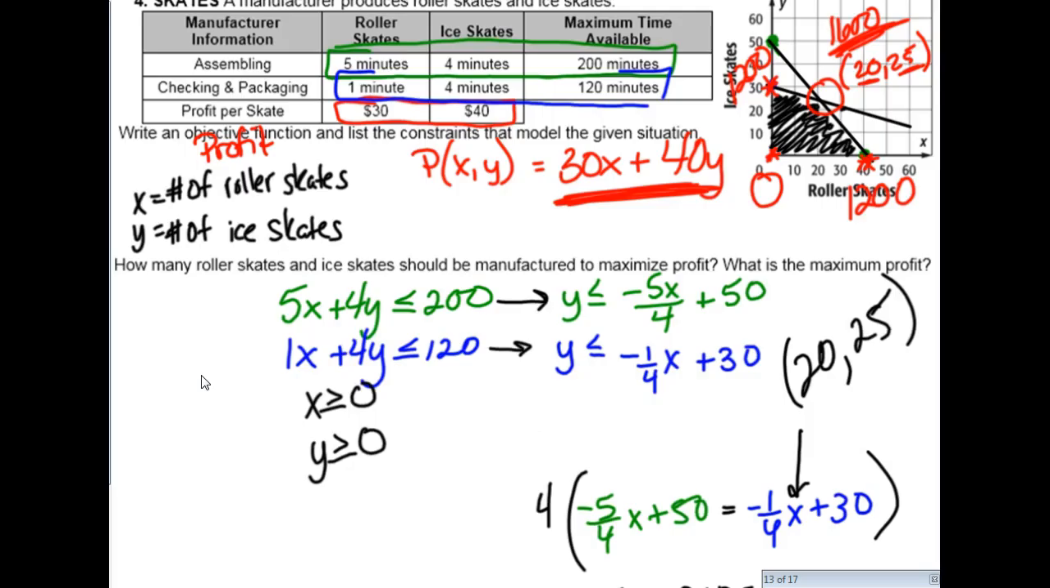Oh, by the way, I kind of skipped this part because I'm tired. But on the test, I'm going to ask you to write a sentence. So you would say, maximum profit of 1600 when they make 20 roller skates and 25 pairs of ice skates. All right. So put the lesson off to the side.